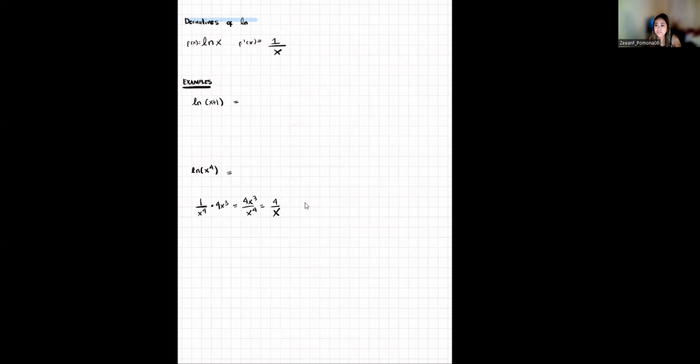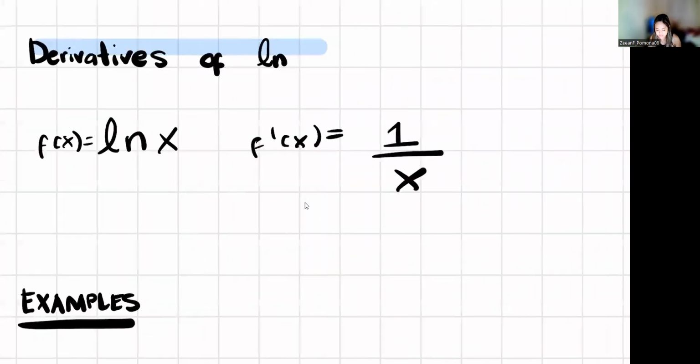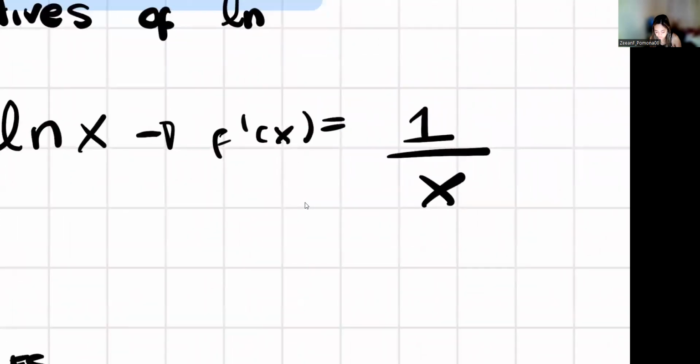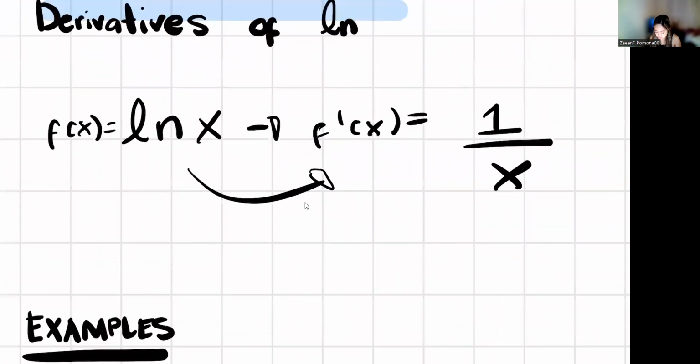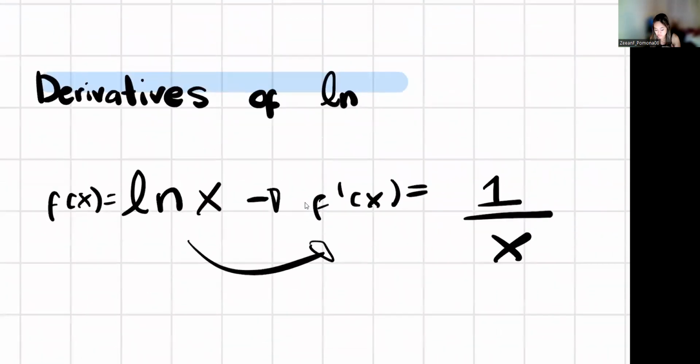Okay, derivatives of ln. It is pretty simple. So f of x is equal to ln of x. Well, the derivative of that is just 1 over x. Repeat after me. f of x is ln of x, and the derivative of ln of x is 1 over x. Okay, it's pretty simple. You just have to memorize the formula for it.